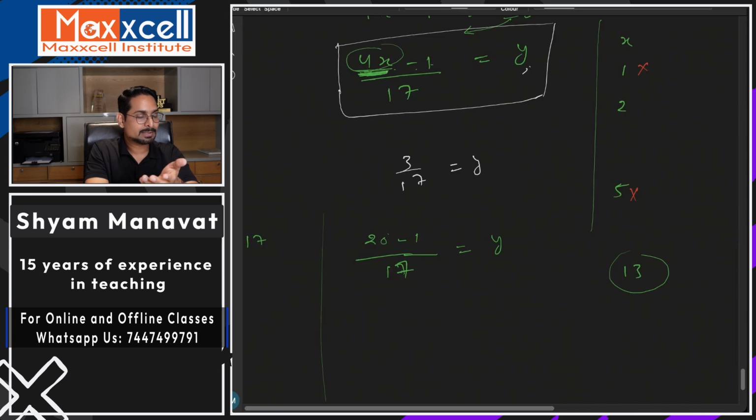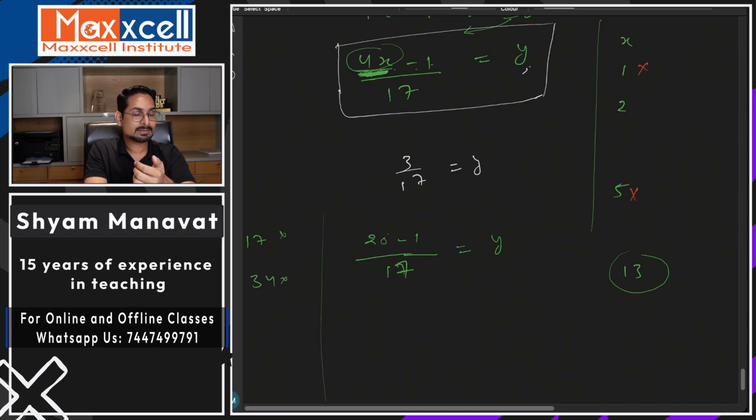Can I make the numerator as 34? For 34, 4x has to be 35 because 35 minus 1 is 34. Is 35 a multiple of 4? Definitely not. 35 is not divisible by 4, so this will also not work.